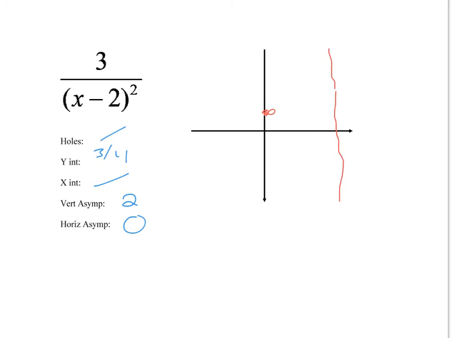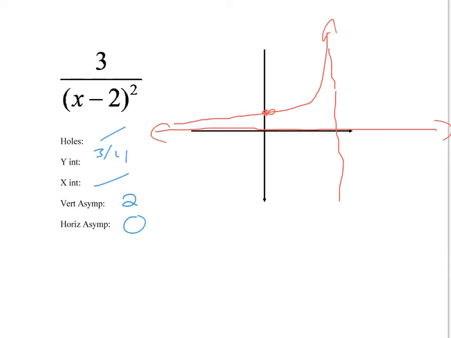And so now our graph, our horizontal asymptote is at y equals 0, so it's our x-axis. Okay? So our graph is going to hug the horizontal asymptote, pass through my y-intercept, hug the vertical asymptote, and now we need to decide what our graph looks like on the right side of our vertical asymptote.